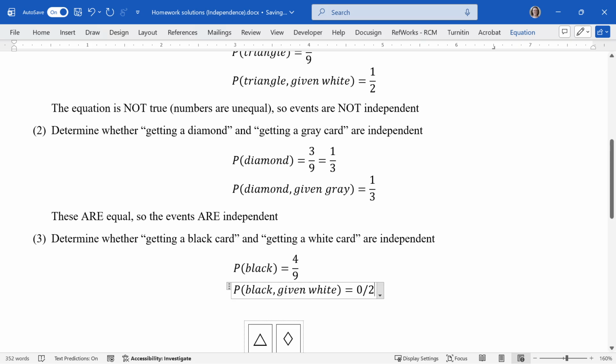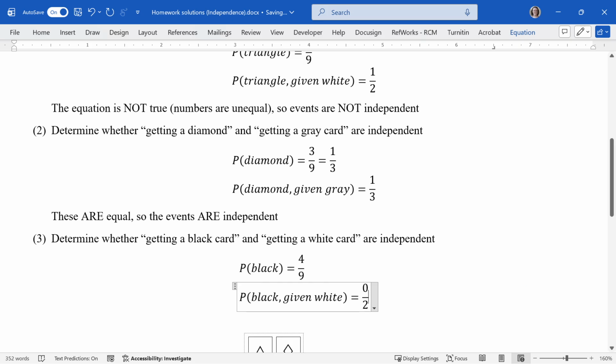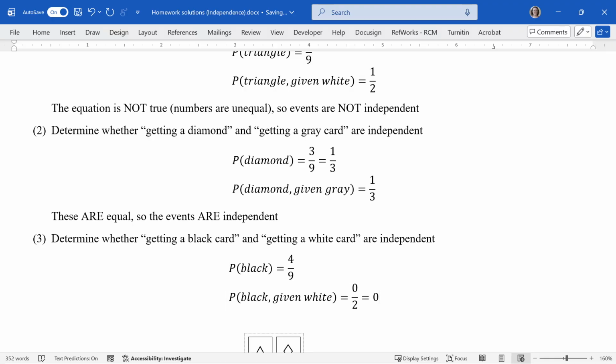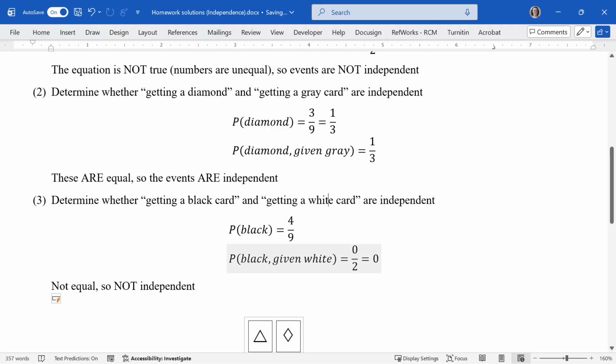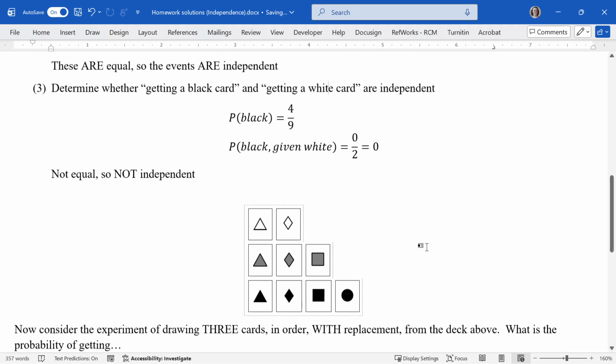There's 2 white cards, neither of them is black. So this is 0. So these are not the same number. Not equal, so not independent. Okay. Mutually exclusive events will never be independent, by the way.